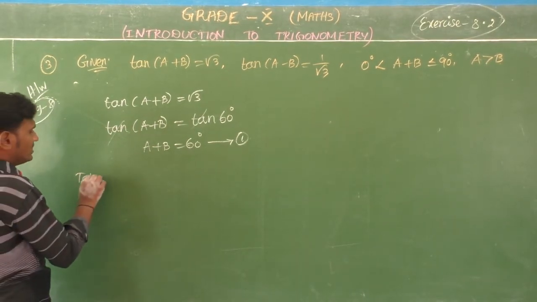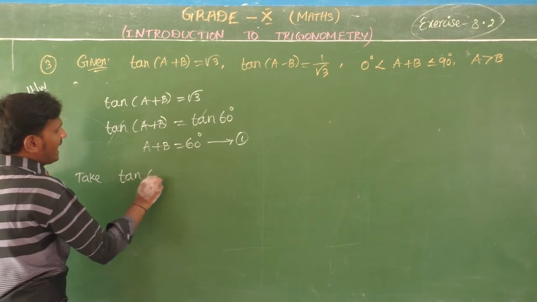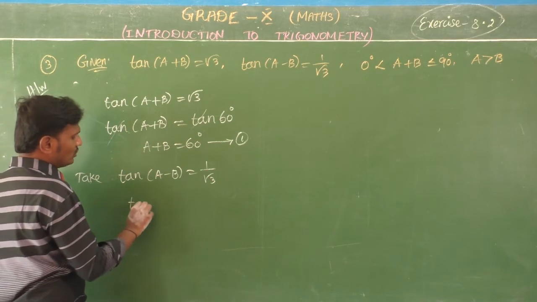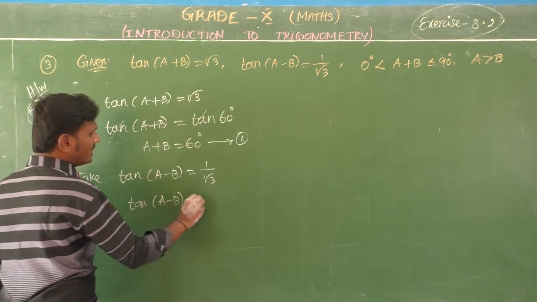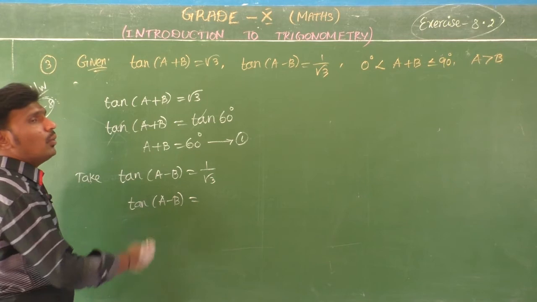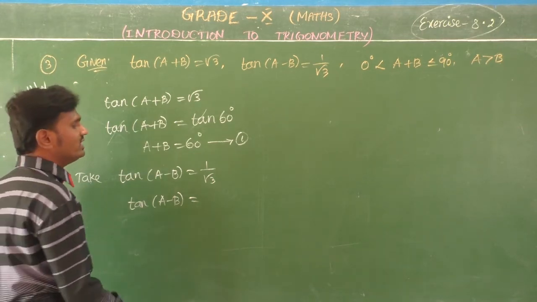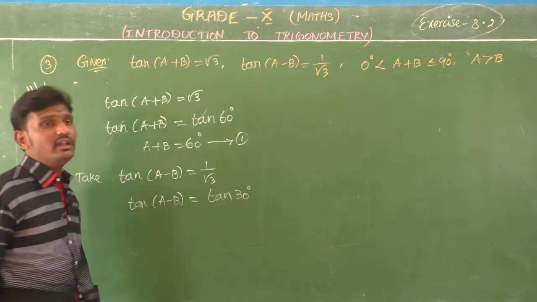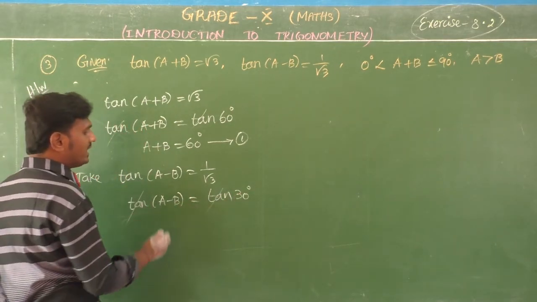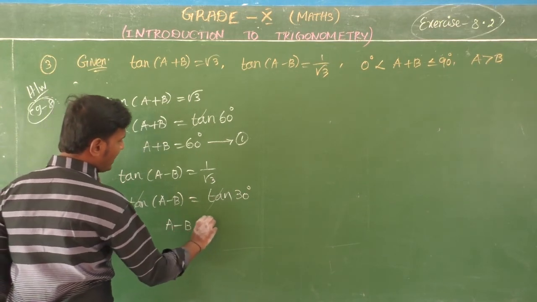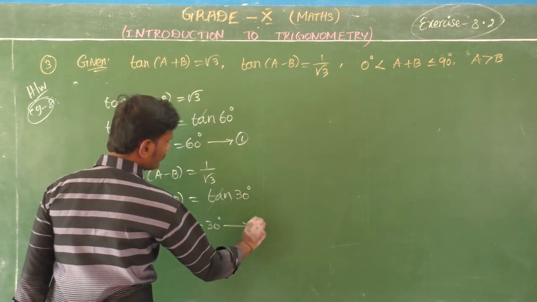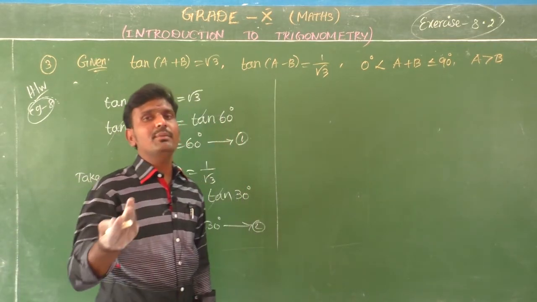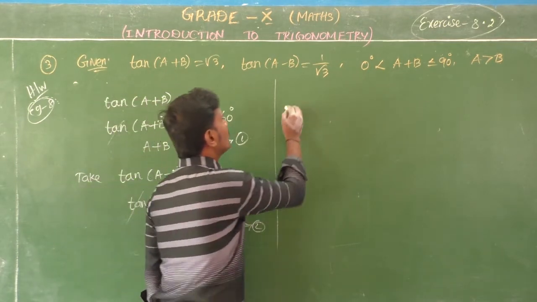Next, the second thing is tan(A minus B) which is equal to 1 by root 3. For that also, what value of angle? It comes 1 by root 3. Do you know, in tangent, that is tan 30 degrees. Now tan will be cancelled. So A minus B is equal to 30 degrees. That is equation number 2. From the two equations, use the elimination method to solve simply to get the two angles.